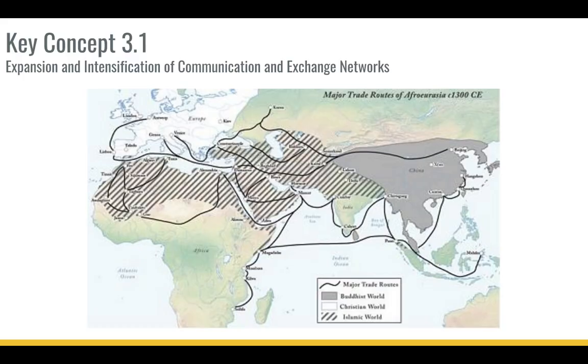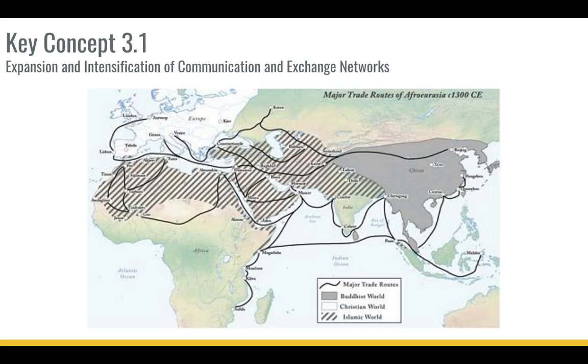Let's go ahead and take a look at Key Concept 3.1, the first of the three major key concepts for this unit. This is about the expansion and intensification of communication and exchange networks. And that's just a fancy way of saying the expansion and intensification of trade networks. So the first thing that we see in this time period is that new technologies, new commercial practices are going to increase the volume of trade and expand the range of trade. This means that we'll see existing trade networks see larger amounts of trade and newly active trade networks develop.